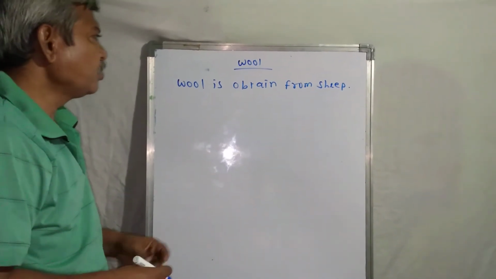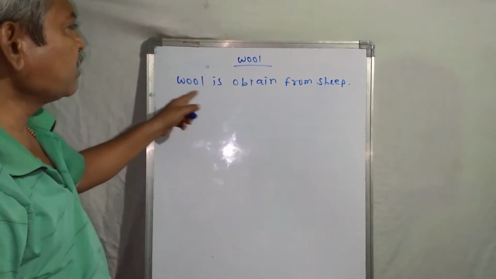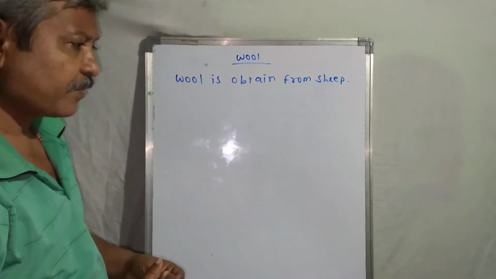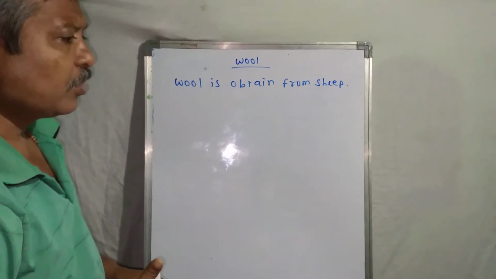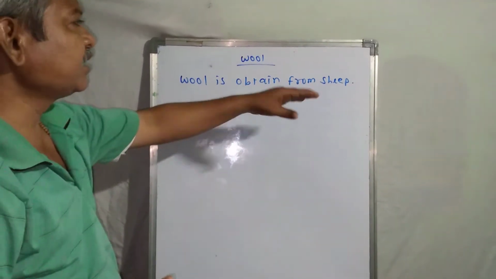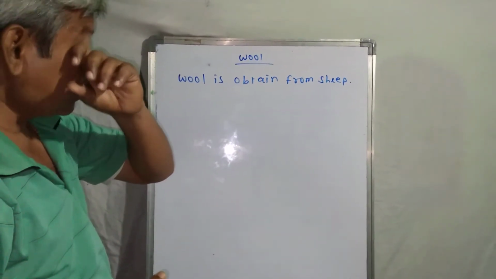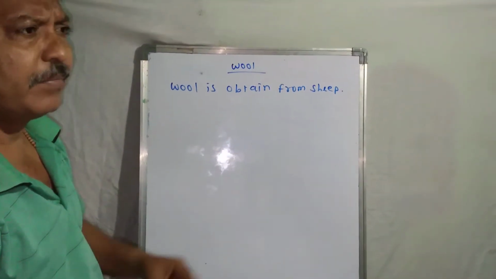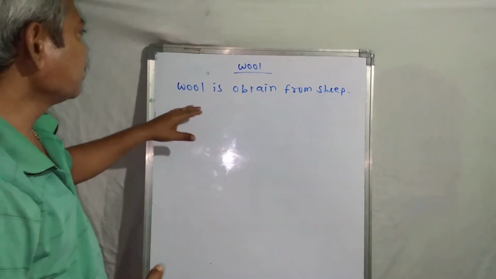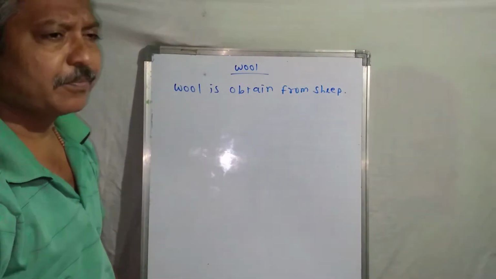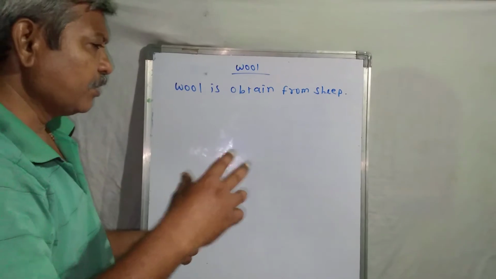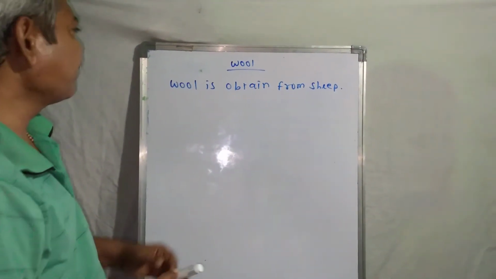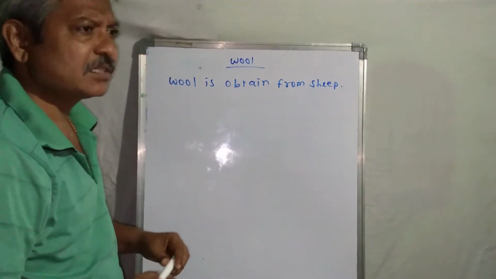So to obtain the wool, we rear the sheep in our farm. So rearing the sheep is also a farm practice. There are many steps included to obtain the wool from the sheep. Directly we cannot use this wool. The first step to obtain the wool is shearing.